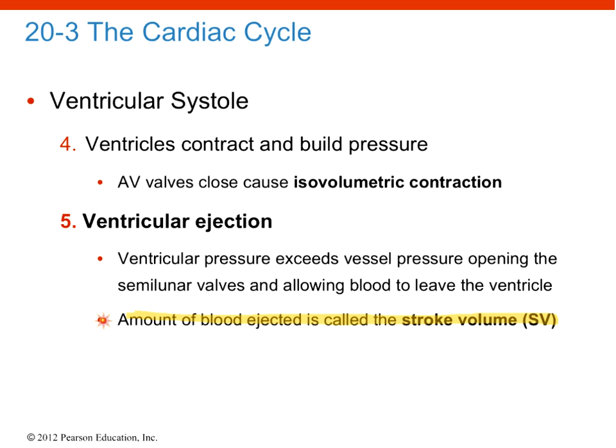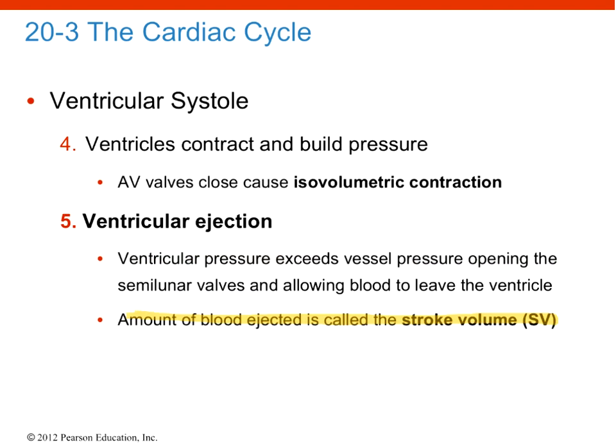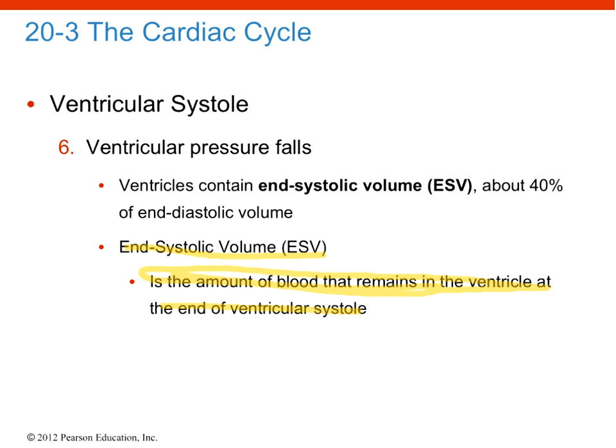So far we've had two terms in these past two pages that I've starred because I think they're very important. End diastolic volume is the maximum amount of blood the ventricles contain, and then we have stroke volume, which is the amount of blood that's ejected from the ventricles.